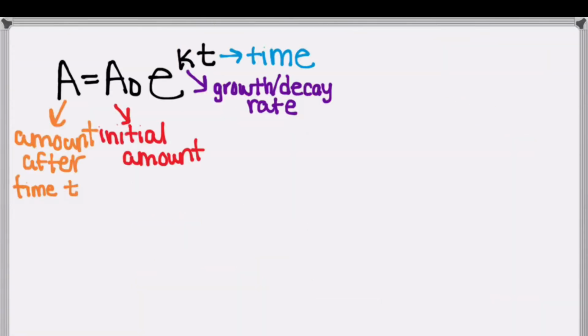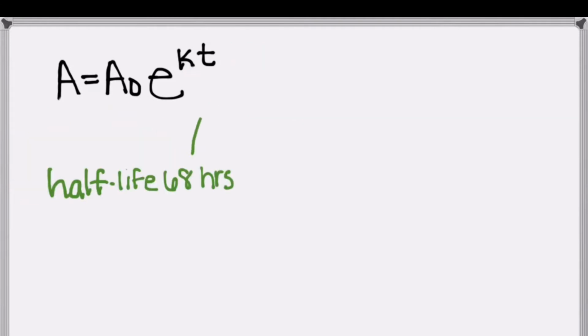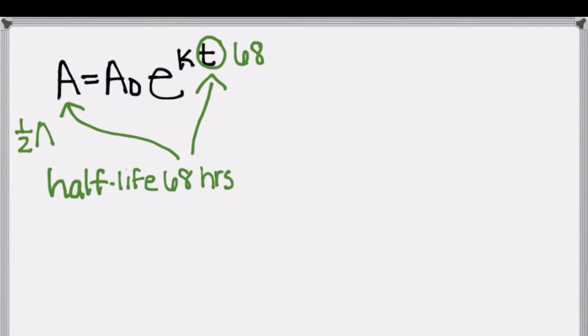In the exponential model, a naught means the initial amount. K is the growth or decay rate. For this example, we're dealing with decay. T is the amount of time. And A is the amount of the substance after time t. If the half-life is 68 hours, that means t is equal to 68. What that also means is A, which is our amount after 68 hours in this case, is going to be 1/2 the original amount, so we can write that as 1/2 times a naught.